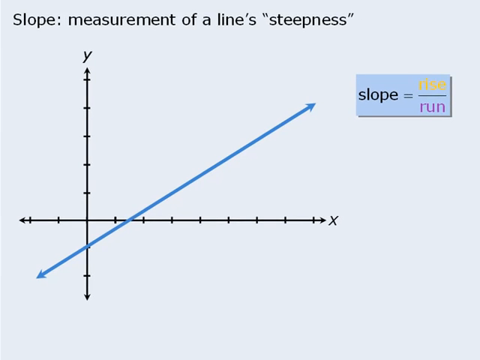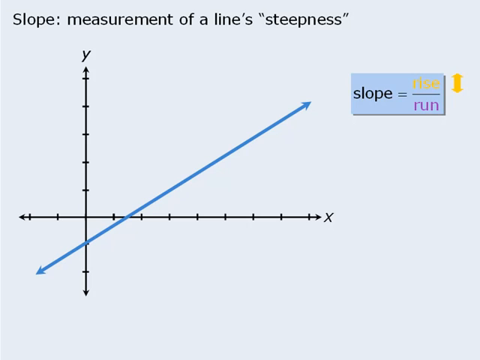to its run. Now, rise is the vertical distance the line travels as we move from one point to another, and run is the horizontal distance the line travels. So in this example, let's travel from the point (0, -1) to the point (3, 1). To do this, we must rise 2 units vertically in the positive direction, and then we must run 3 units horizontally in the positive direction.